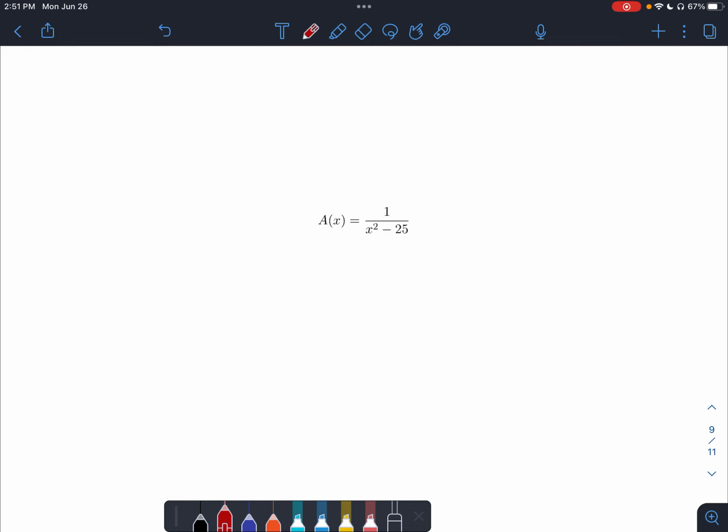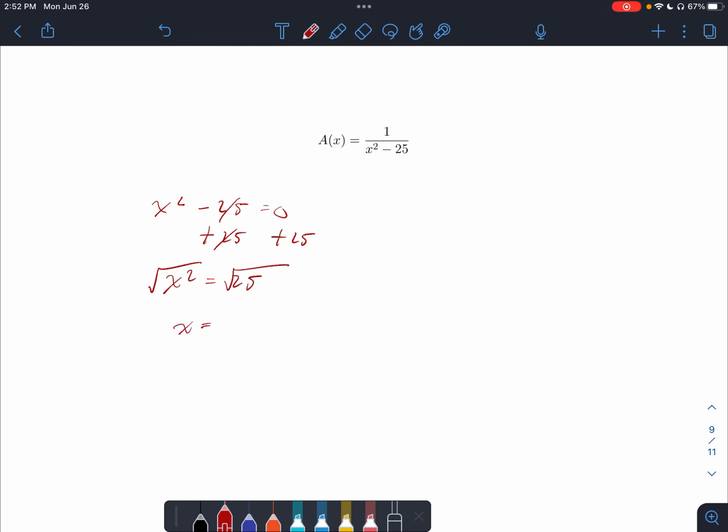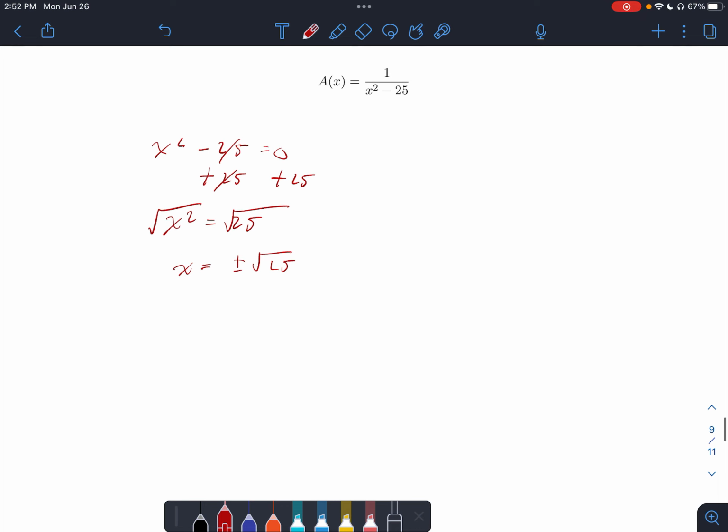Okay, so on this next one, we have a of x is equal to 1 over x squared minus 25. So we know that the denominator cannot be equal to 0. Let's go ahead and set it equal to 0. x squared minus 25 is equal to 0. We can add 25 to both sides, so we have x squared is equal to 25. We can take the square root of both sides, and we get x is equal to plus or minus the square root of 25, or plus or minus 5.